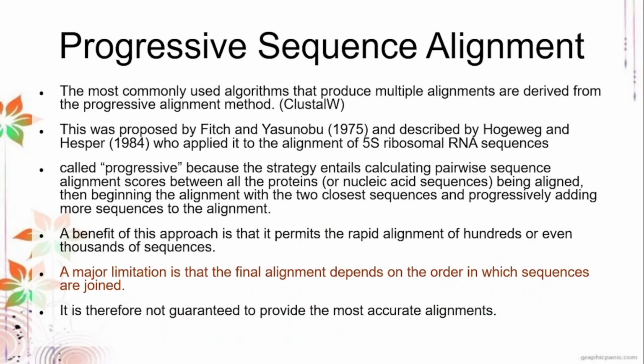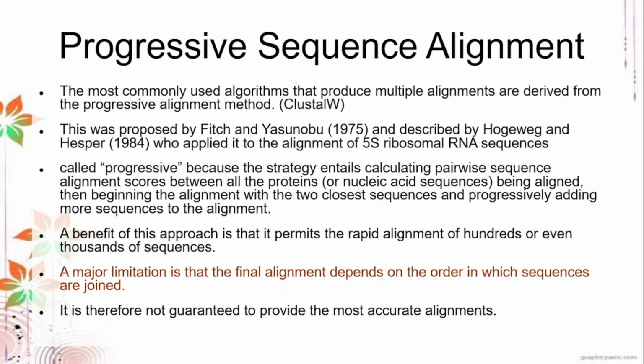And that is why we have this next alignment approach, which is the progressive sequence alignment. This is the most commonly used algorithm, and it was used by the EBI's Clustal W. It was first proposed by Fitch and Yasunobu in 1975 and described by Hogeweg and Hesper in 1984, who applied it in the alignment of the 5S ribosomal RNA sequences.